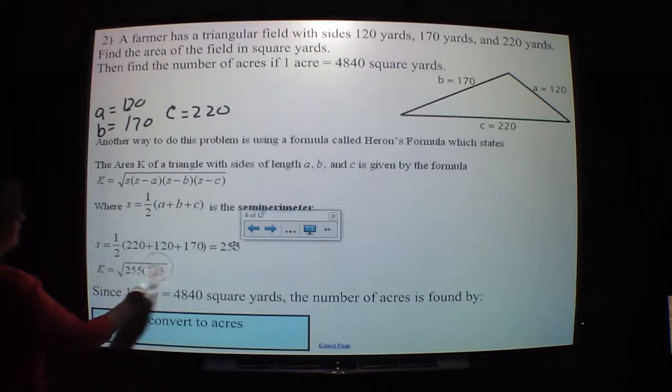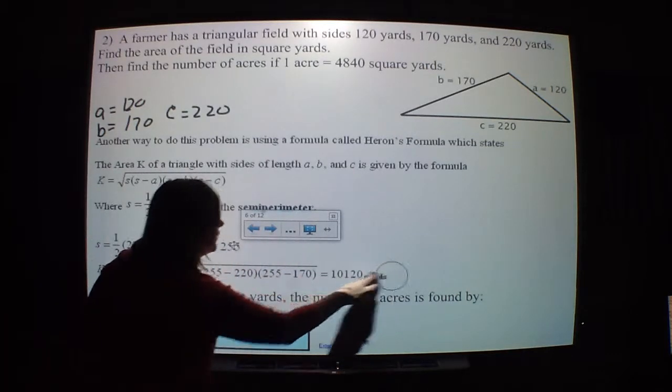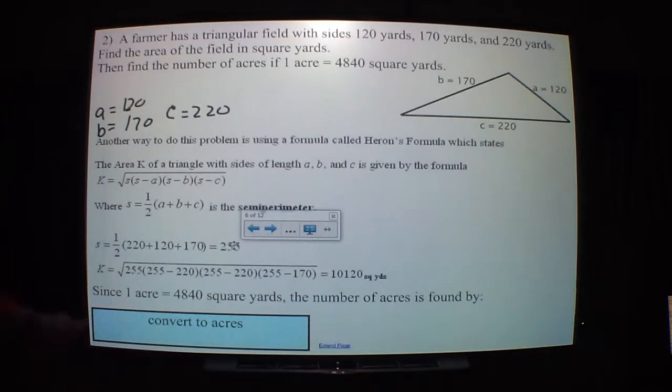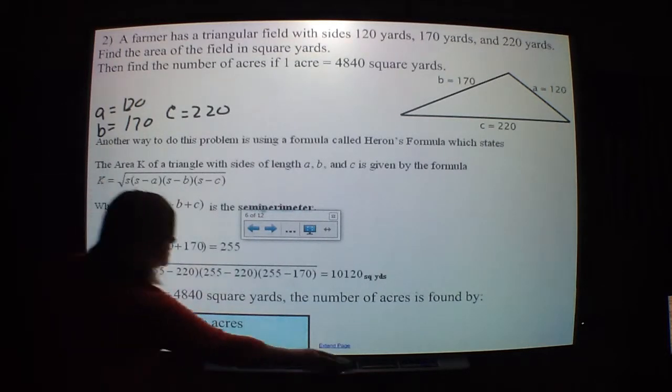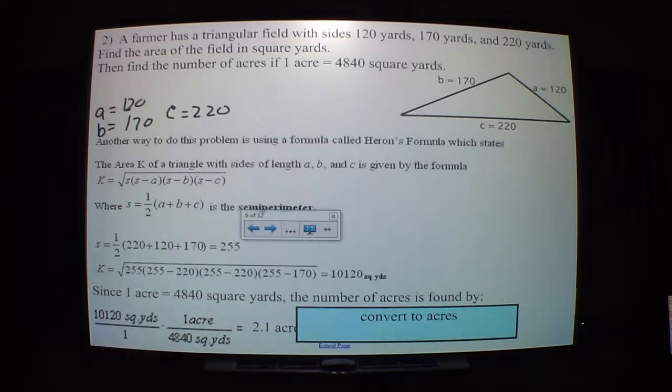Okay? I wrote everything out here, but you don't need to put the 255. I could just do it in S. And we convert it to acres. Whoops, acres. Just like we did before. And you're done. Okay, so this is two different ways to do the same problem.